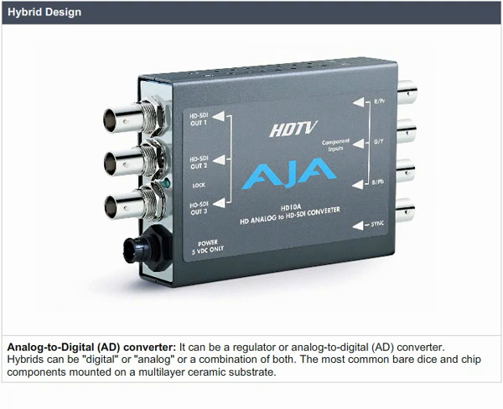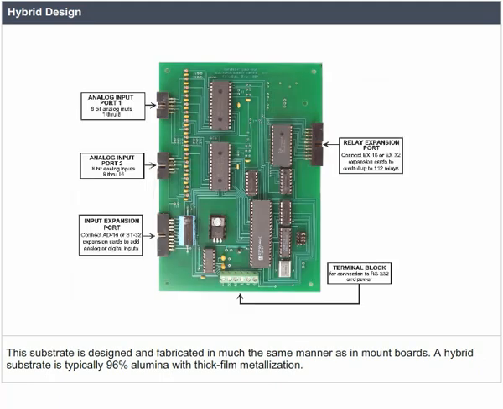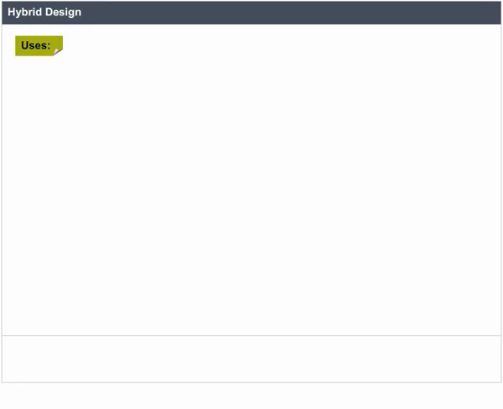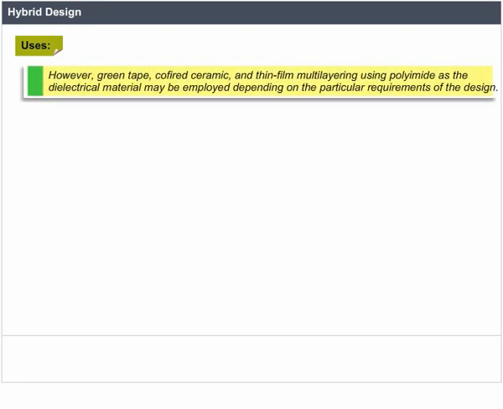Hybrids can be digital or analog or a combination of both. The most common form has bare dies and chip components mounted on a multi-layer ceramic substrate. This substrate is designed and fabricated in much the same manner as surface mount boards. A hybrid substrate is typically 96% alumina with thick film metallization. However, green tape, co-fired ceramic, and thin film multilayering using polyimide as dielectric material may be employed depending on the particular requirements of the design.